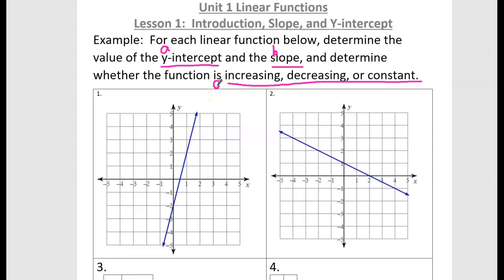All right, so for part A, y-intercept, that's where it touches the y-axis. So my y-intercept is right there. So we would say that our y-intercept is (0, -2). Okay.